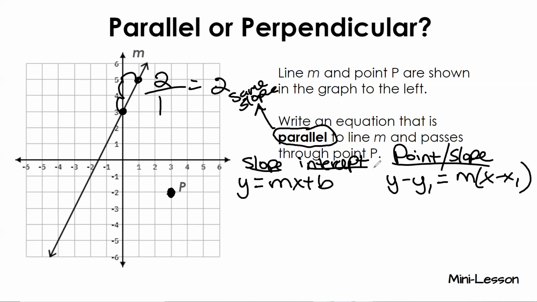Point slope form, okay? So we're going to plug in. We have a point (3, -2), and then we have a slope of 2. We're going to substitute it in here. We have y minus -2, so that's going to make it a plus. Our slope is 2, then x minus 3. So I plugged in this point for x1 and y1.